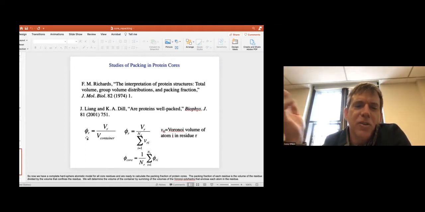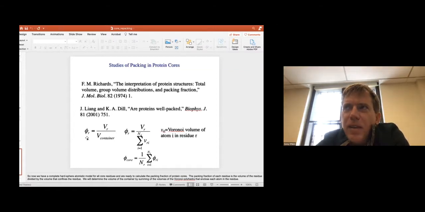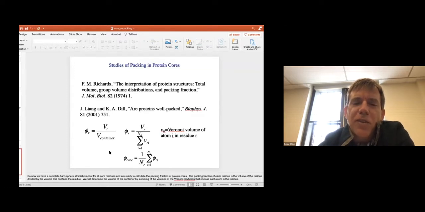And the container is always the difficult thing to define. For the volume of a residue, I'm thinking of this residue as made up of a bunch of spheres, and so I can think about calculating the volume of a residue. But the question of the container is, what is the container? What is the residue in? And we'll talk about that in a second. And so then you can calculate the packing fraction of a residue. And then if you have a core that's made up of a bunch of core residues, the packing fraction of the core of this protein would just be the average of the packing fractions of the individual residues that make up the core.